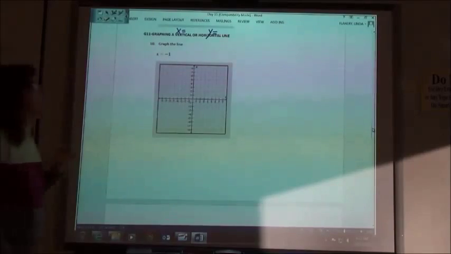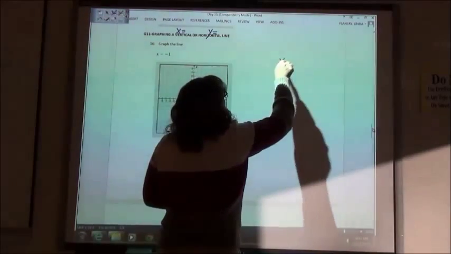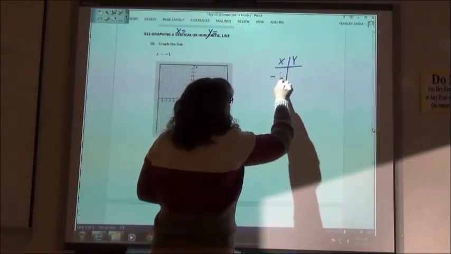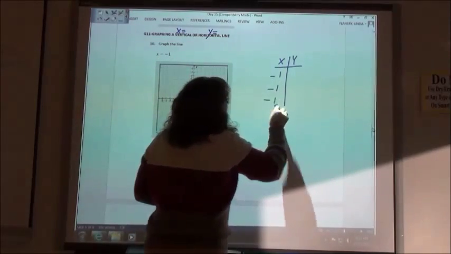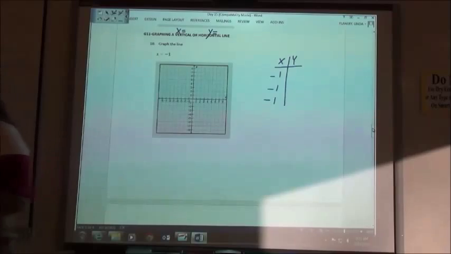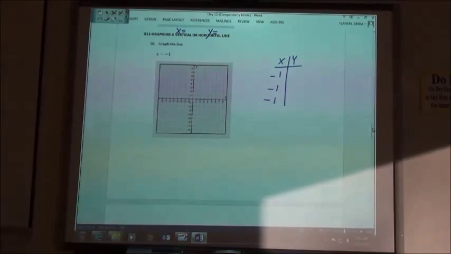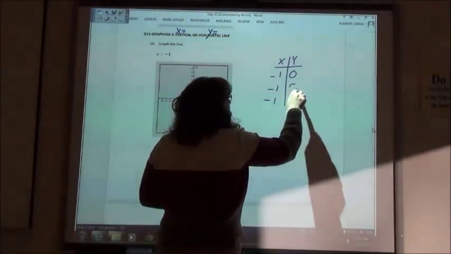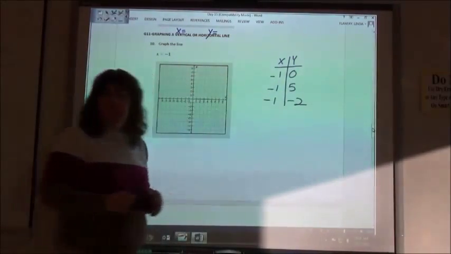What's really happening is if I make my table and it's telling me that x has to be -1, it means in every single one of my points the x value has to be -1. The y values can be anything that you want. It might be 0, it might be 5, it might be -2.